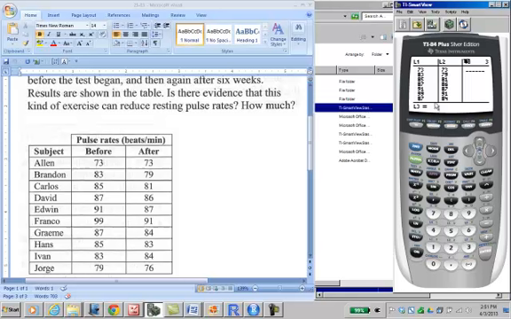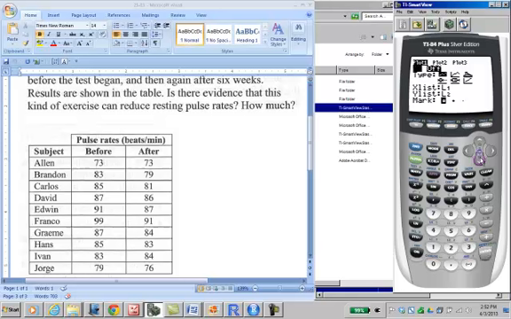So we're going to arrow up to the top here, so that L3 is lit up, and then we're going to put in L1 minus L2, and hit enter. And so now we have a list of differences between L1 and L2. In this list, L3 is what we're going to do inference on. So let's exit out of here, and let's do a histogram. Let's see what the histogram looks like on L3.